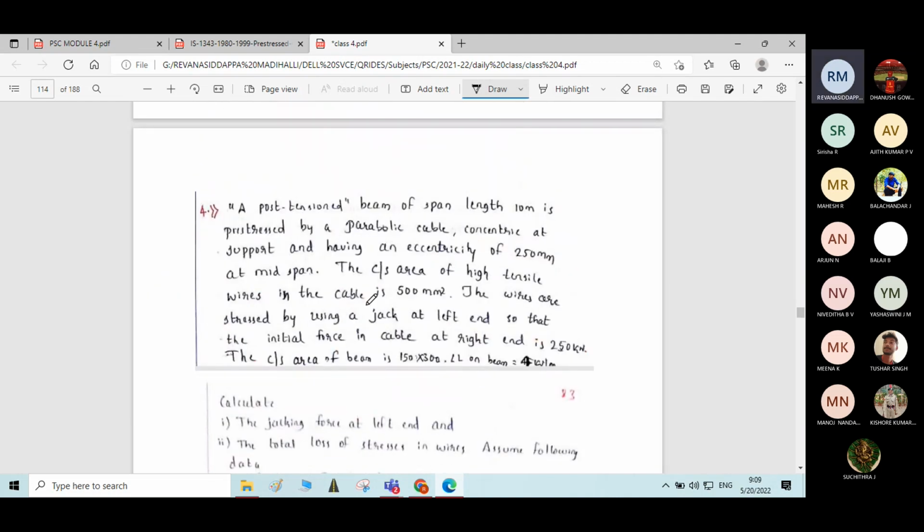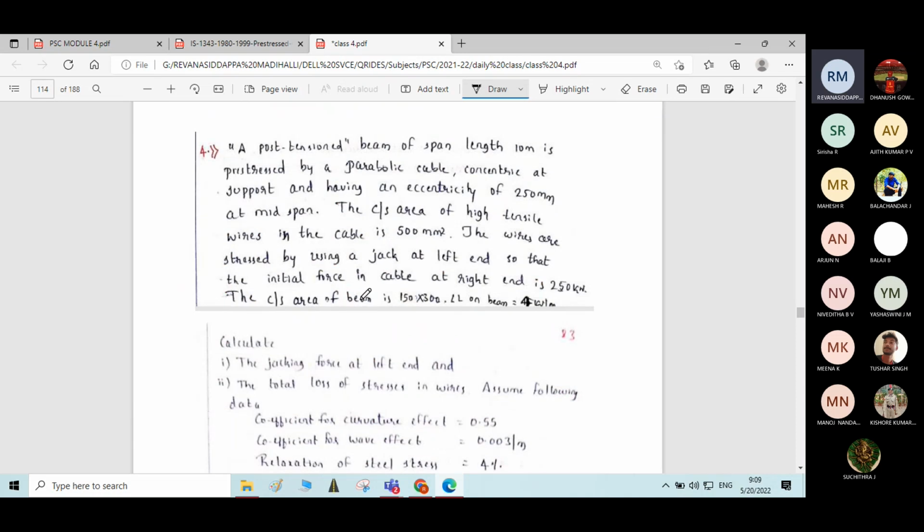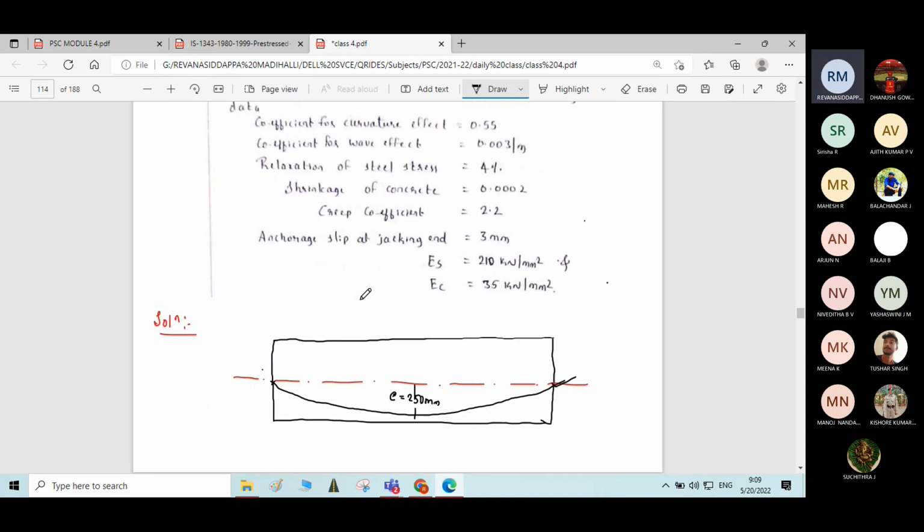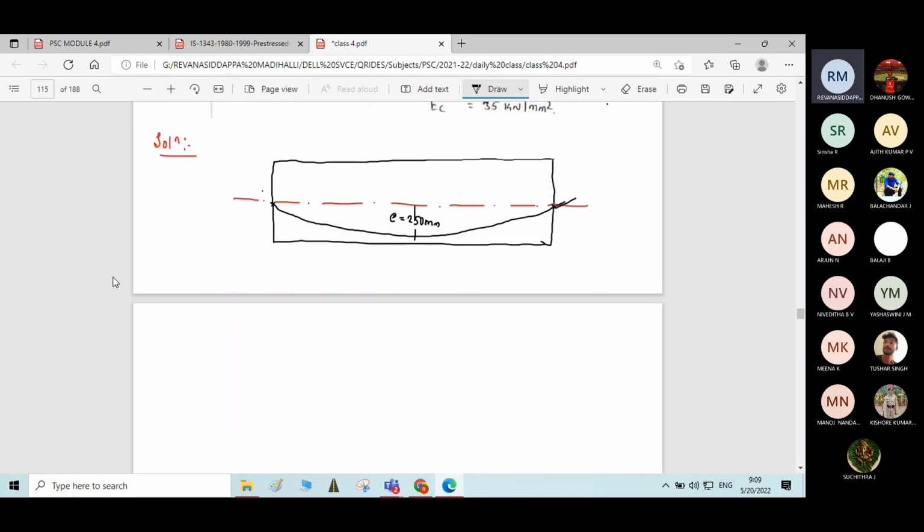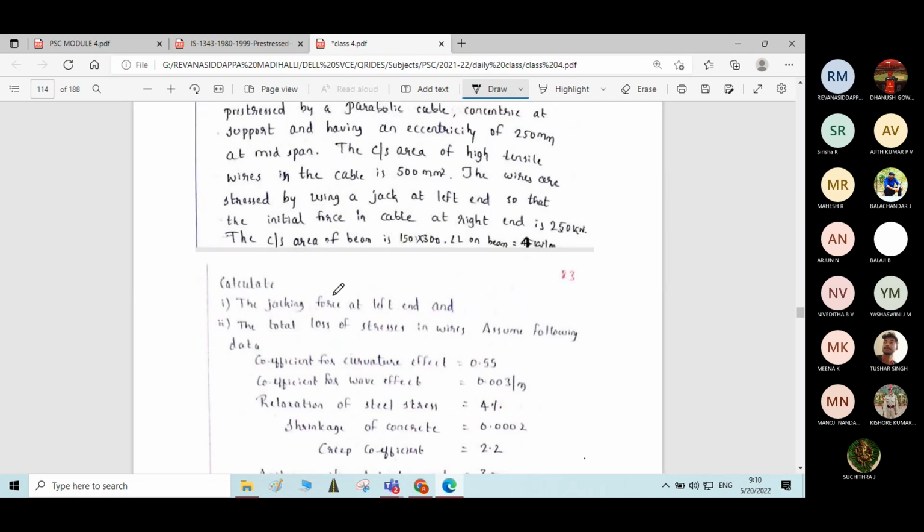The cross section of high tensile wires in the cable is 500 mm square. The area of the cable is given. Just write down below as given data: area of cable is 500 mm square.